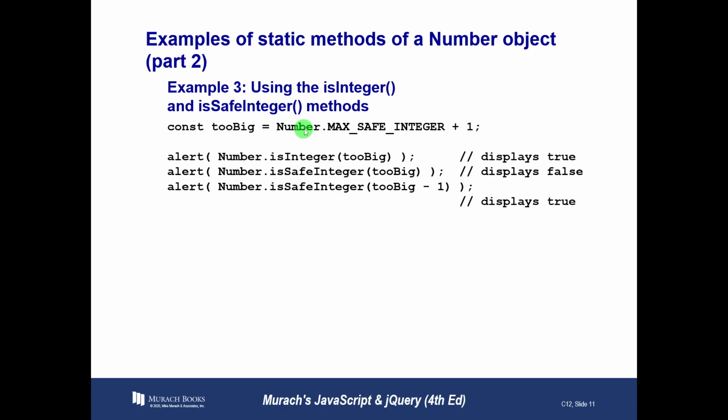So I take this number that I just added 1 to, and I can run it through Number.isInteger, tooBig, and it will say, yeah, that's an integer. Is it a safe integer? It will say false because it's 1 bigger than what would actually be safe. And then if I take tooBig and subtract 1, and then see if it's a safe integer, now it would be safe because I subtracted the one that I added, and it displays true.